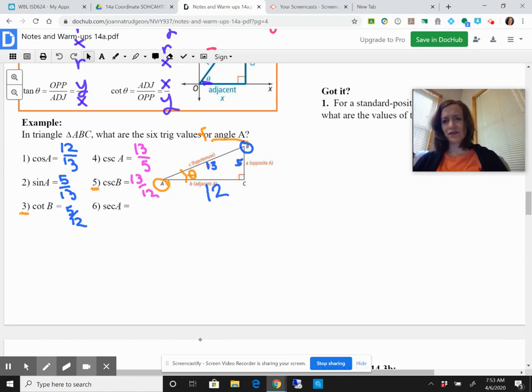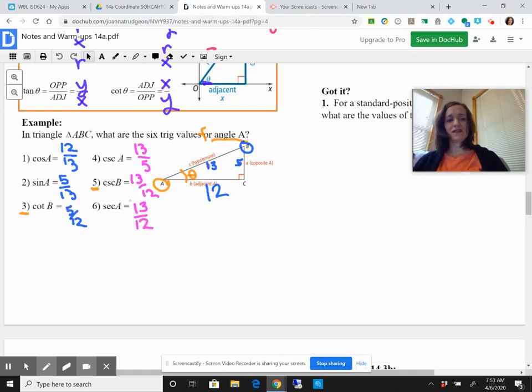Secant is the reciprocal of cosine. Cosine is, and this is angle A, adjacent over hypotenuse, 12 over 13, but I would do the reciprocal, 13 over 12.